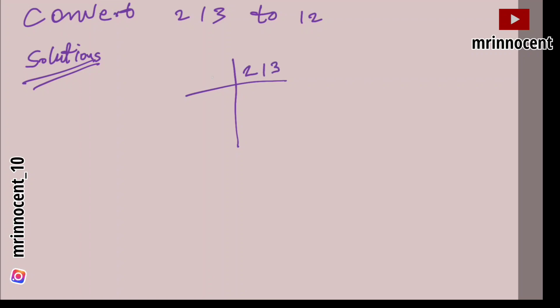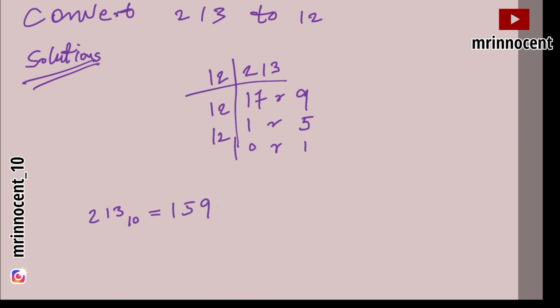213 divided by 12 is 17, remainder 9. 12 into 17 is 1, remainder 5. 12 into 1 is 0, remainder 1. So 213 base 10 equals 159 base 12 when you take it from bottom to top.